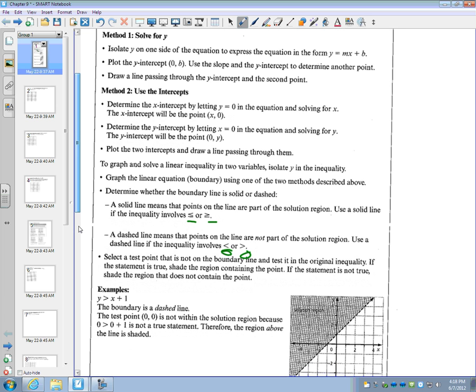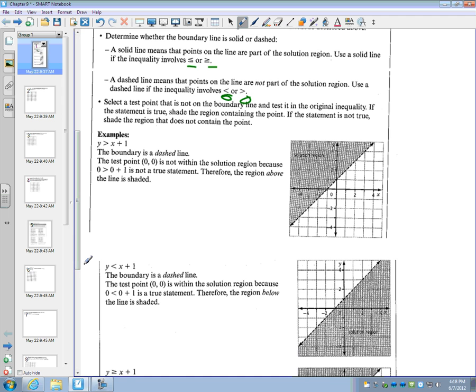So a couple good examples they have here. So if you're stuck, come back to this page. Y is greater than x plus 1. So we have a dashed line because there's no equal to. And what they did is they said, well, let's test 0, 0. Is that in the region? If I put 0 here and 0 there, is 0 greater than 1? No. So they did the other region.